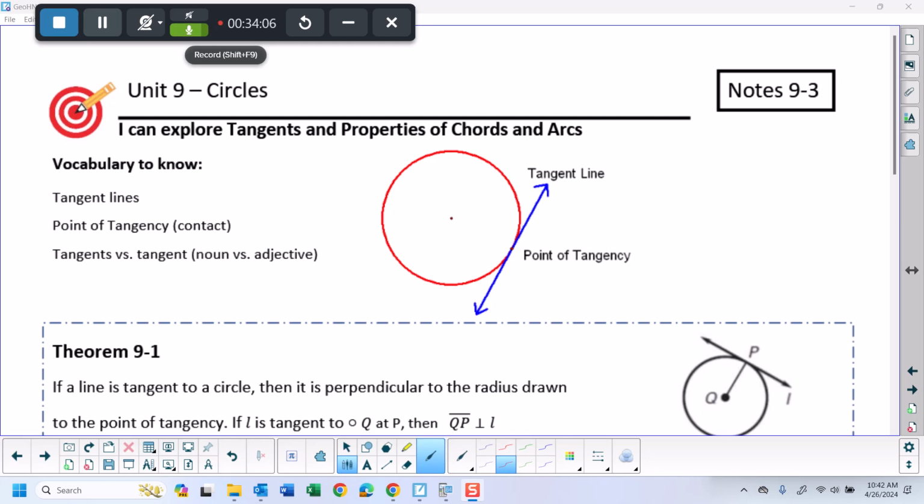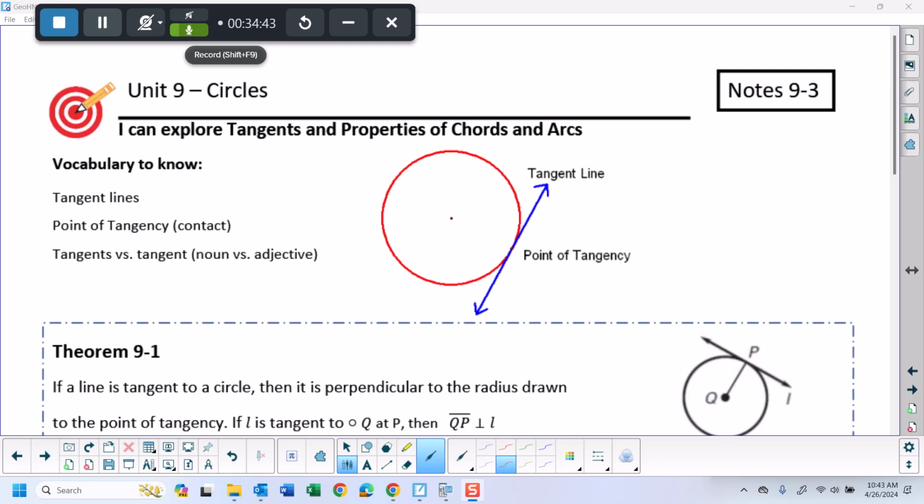So we talk about vocabulary that we want you to know. There's tangent lines, there's a point of tangency, and then we can talk about the word tangent in terms of both a noun and an adjective. So when we talk about a tangent line, this line here that intersects this circle is a tangent line. A tangent line is going to be a line that intersects anything once. So I can have a tangent line to a parabola. I can have a tangent line to a 3D figure. I can have a tangent line to anything.